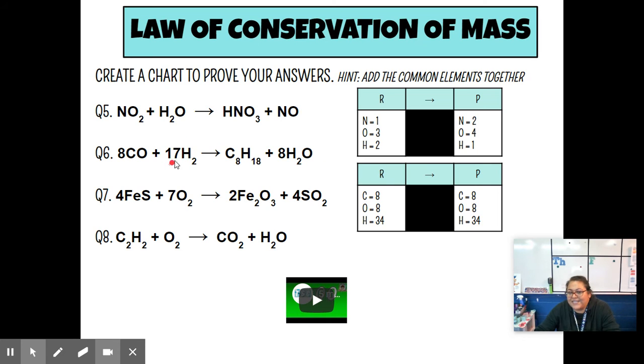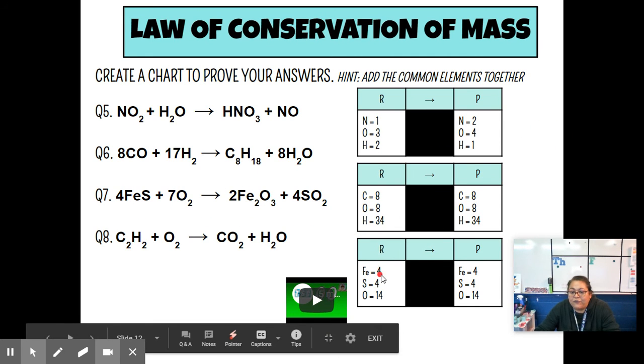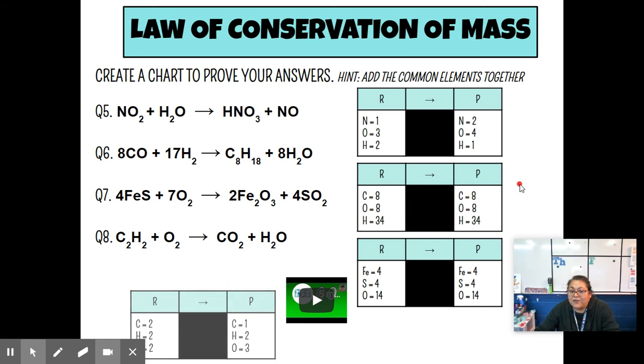Here I can see it pretty easy because 17 times 2 is 34. But here I have 18, and then I have another 16. I have to add those together. But that's balanced. Okay, for number 7, I see 4 iron, 4 sulfur, 14 oxygen on this side of the equation, the reactant side. On the product side, I see 4 iron, 4 sulfur, 14 oxygen. So that's balanced.